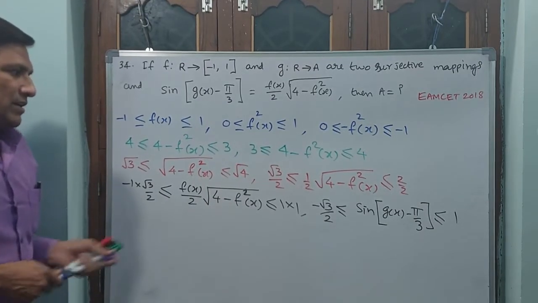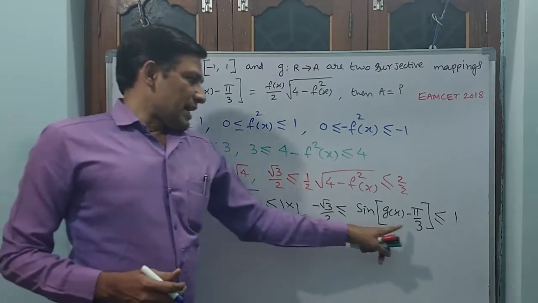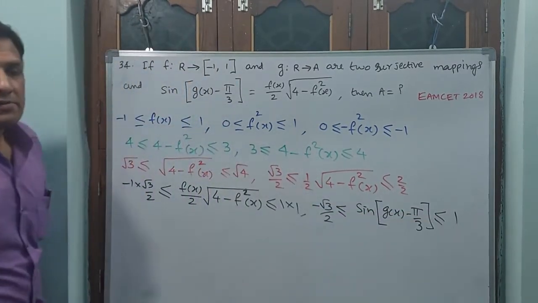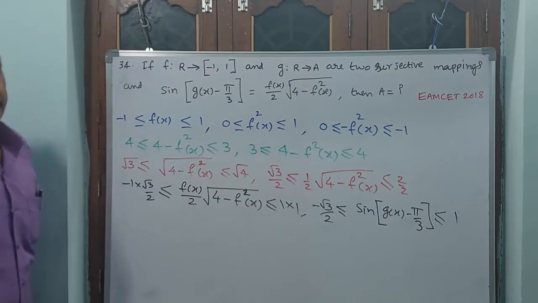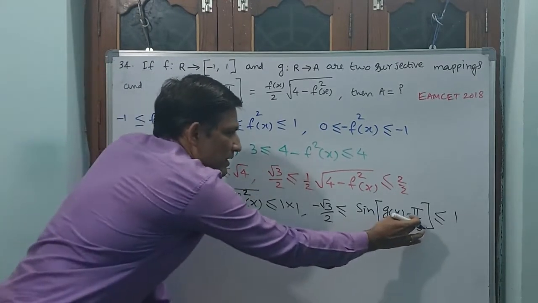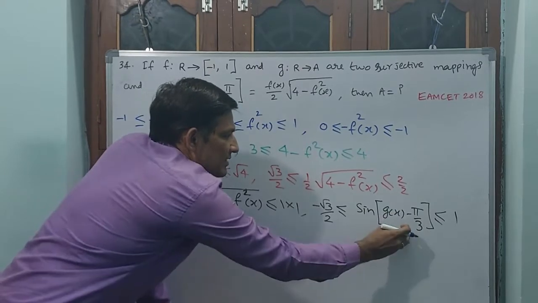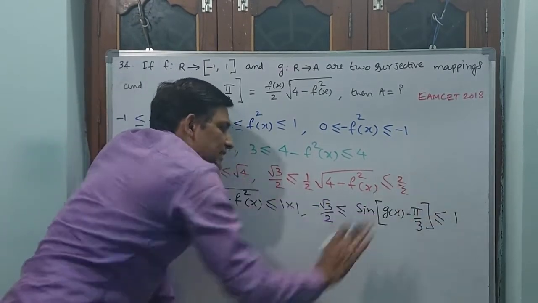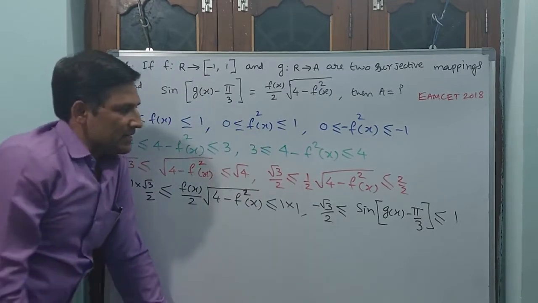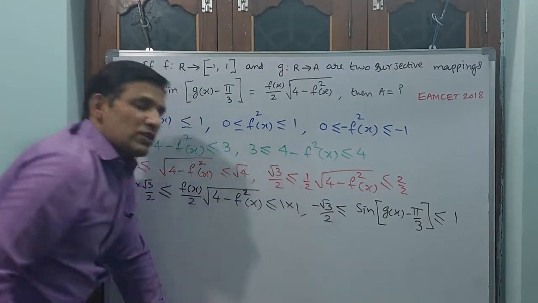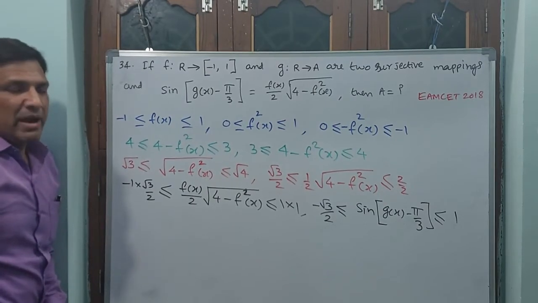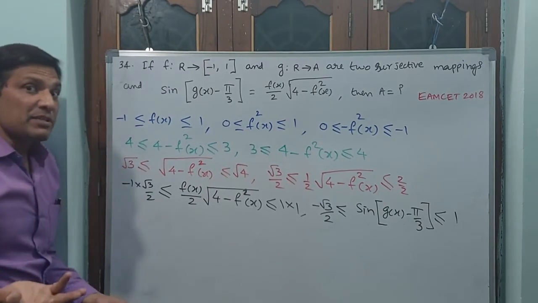Now you see where sin theta is between minus root 3 by 2 to 1. You tell me now, why? Because now we are going to remove sin. Why? Because you consider g of x minus pi by 3 as theta. Sin theta, minus 1 to plus 1 will come. But here plus 1 is that side, pi by 2 we will write that side. But here minus root 3 by 2 is there. Root 3 by 2 will come where? 60 degree. Minus root 3 by 2, minus 60 degree. That means minus pi by 3.